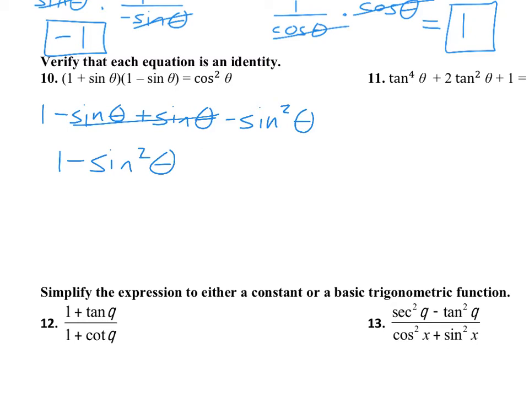And that is our first Pythagorean identity. We know that this equals cosine squared theta. Alright, and I'm not going to box the final step because that's not the answer. The whole process is the answer.